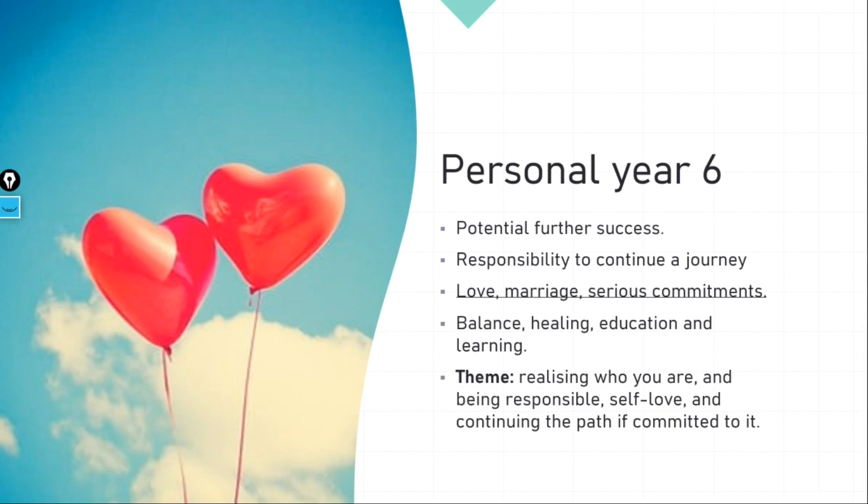So this year, the theme could potentially be realizing who you are and being very, very responsible for your life, self-love, and continuing on the path that you are committed to. If you're committed to it, that could be a big thing for this year as well. If you're having a number 6 year, it's about, okay, this is what I've started, so let me continue with this, let me take this to the next level. What potential for success is there now?